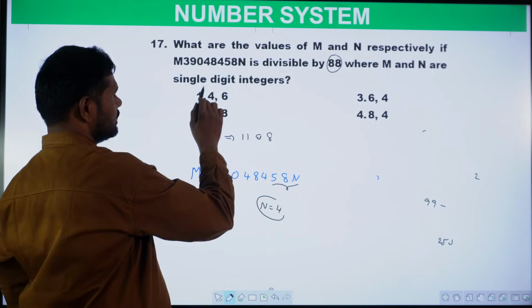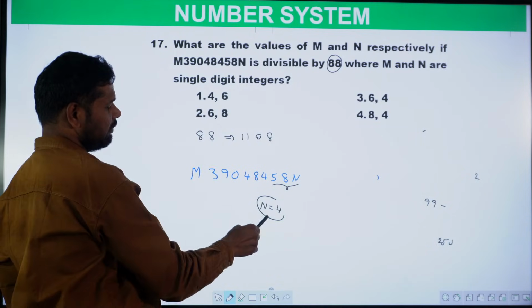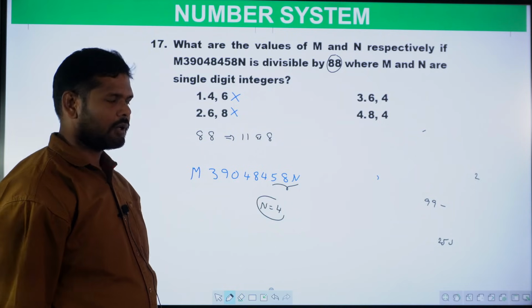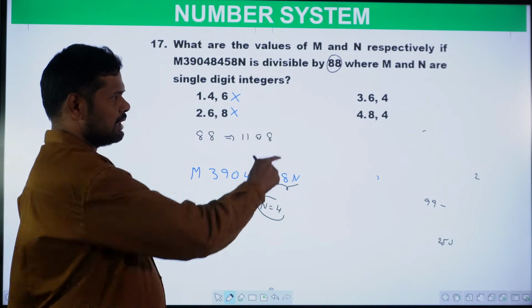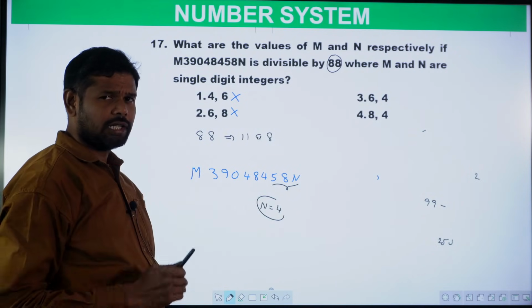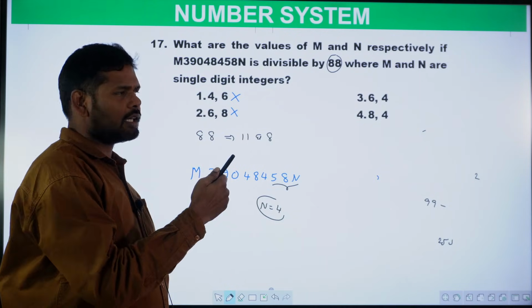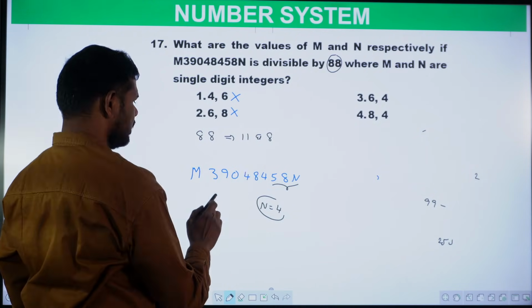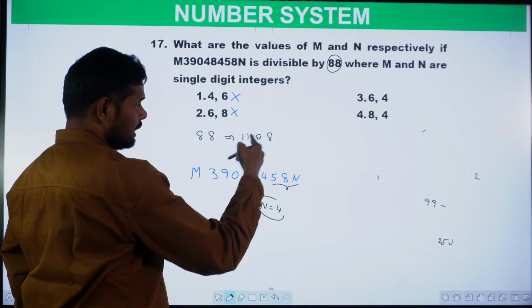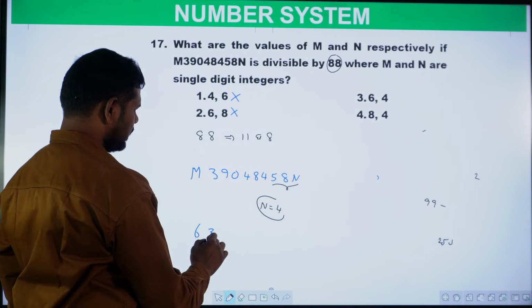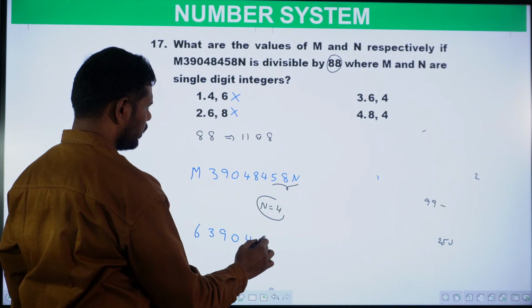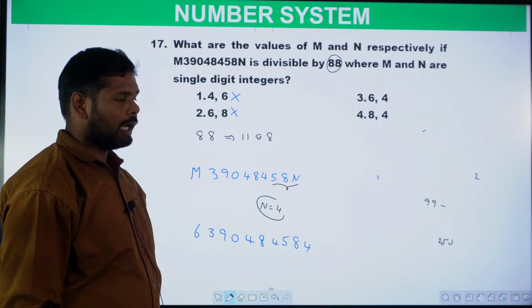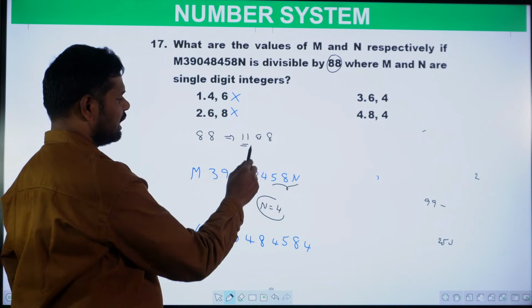M and n are single digit, they are asking. So n value is 4, which means 2 options are eliminated and only 2 options remain. Check one option by substituting; if it is correct, that is the answer, and if not, the remaining one is the answer. Suppose I take the third option, 6 and 4, with M value as 6. The number is 639048458 with N value 4. I need to check whether it is divisible by 11.